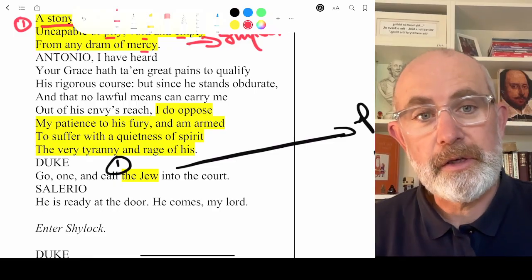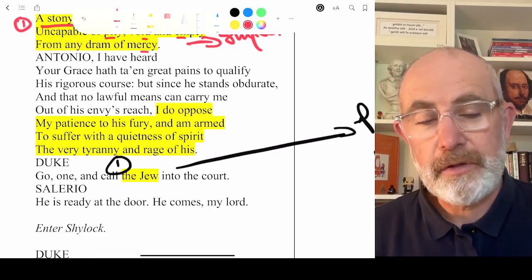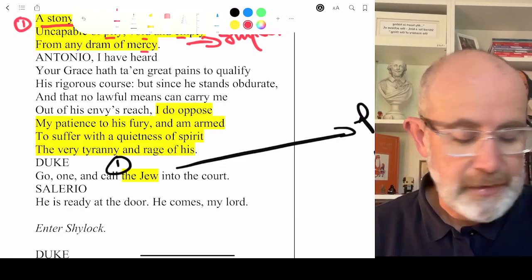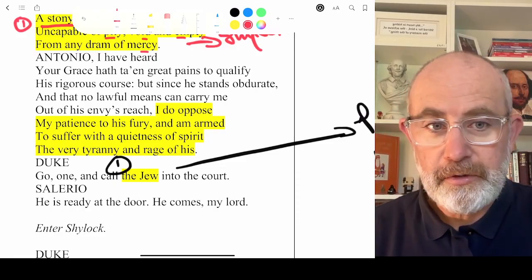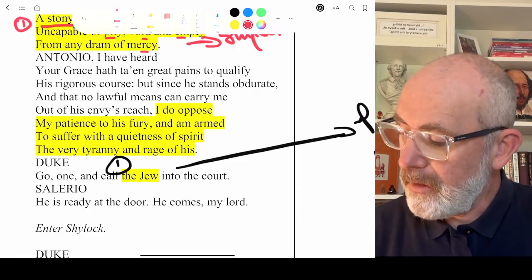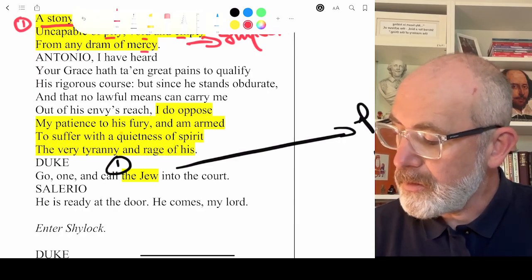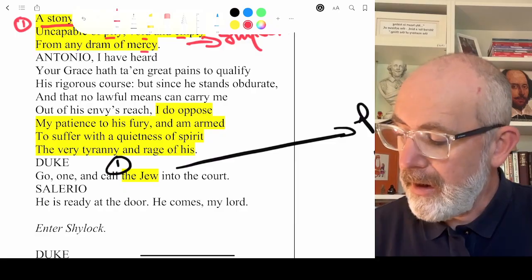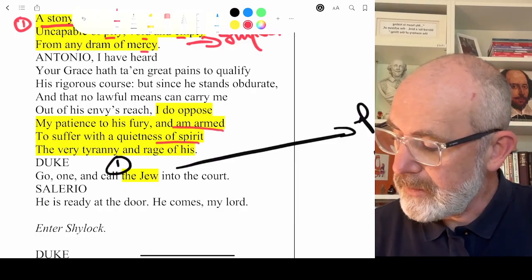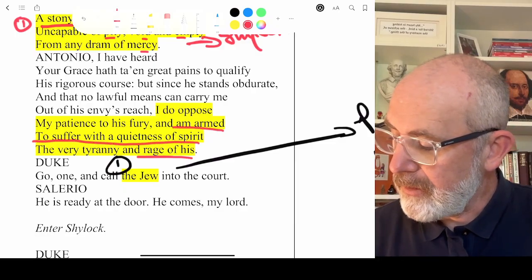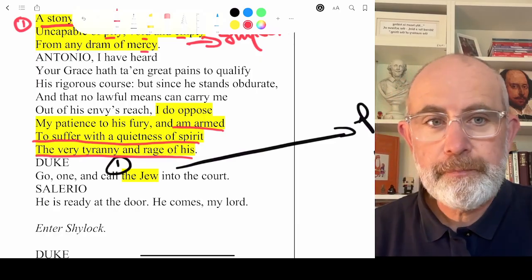So in other words, the Duke has tried to dissuade Shylock from pursuing the case. "But since he stands obdurate, that means stubborn, and that no lawful means can carry me out of his envy's reach, I do oppose my patience to his fury, and am armed to suffer with a quietness of spirit the very tyranny and rage of his."